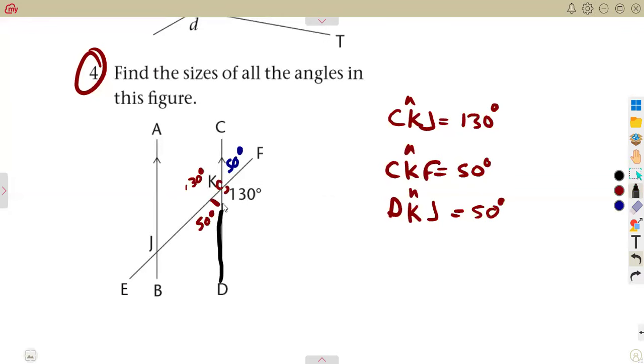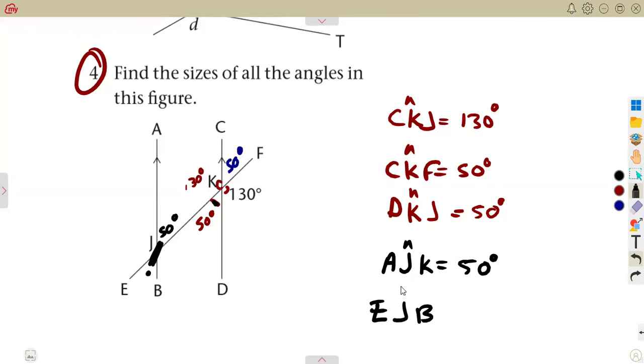You can consider alternate angles like this. So if this is 50 degrees, this is also going to be 50 degrees. Remember, alternate angles are equal. So angle A to J to K like this, angle AJK is going to be 50 degrees, vertically up. The alternate angles in that case. Then it is vertically opposite to this one, which is EJB, from E to J to B, which is also 50 degrees. These are vertically opposite angles.